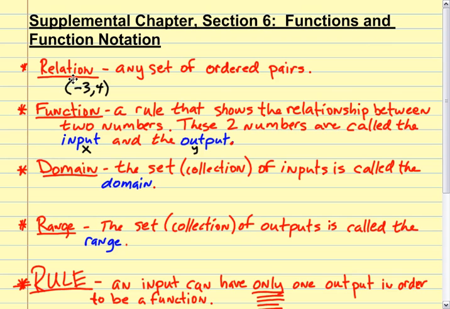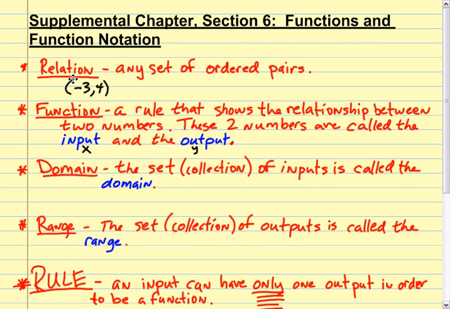All right? Now, the next thing is the domain. The set, or the collection, of all the inputs is called the domain, okay? So the x coordinates would be the domain. Range. The set or the collection of all the outputs. So when we put it in a t-chart, we got x's on one side, we got y's on the other, right? All of the x's, that's the domain. All of the y's, that's the range. All of the x's are called inputs. All of the y's are called outputs. Okay?